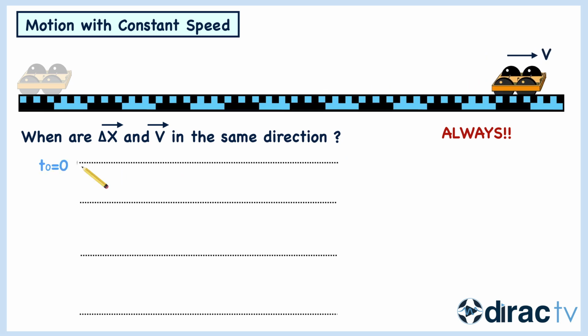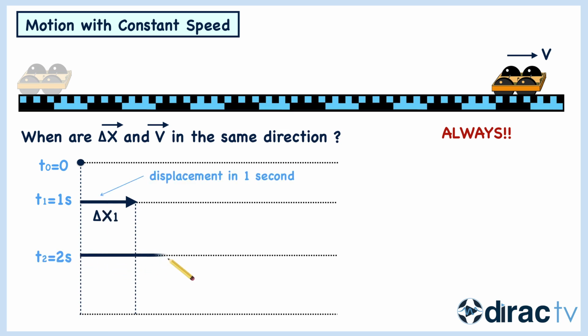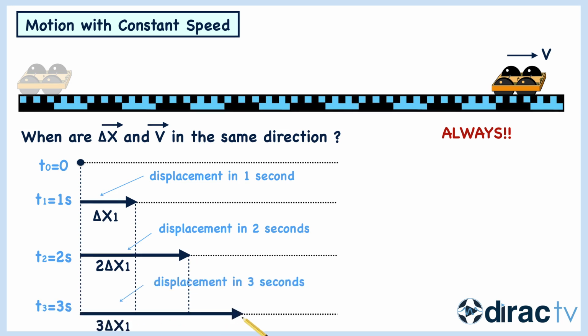Let's draw it. At the initial time, the car is at this point. This is its displacement after 1 second. In 2 seconds, it's moved this far. In 3, this far. If we multiply velocity by time, we find the displacement vector, and we'll generalize with this formula. Because time is a scalar, these two vectors are always in the same direction.